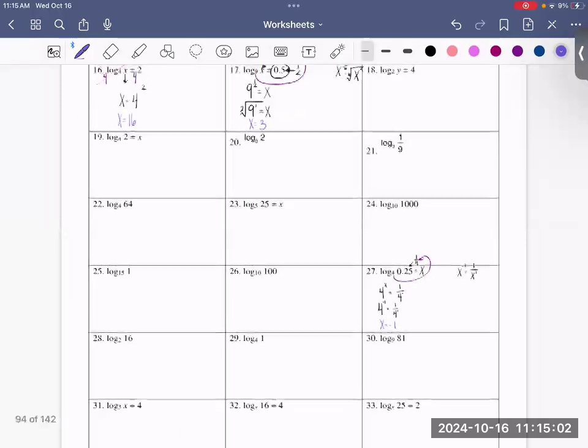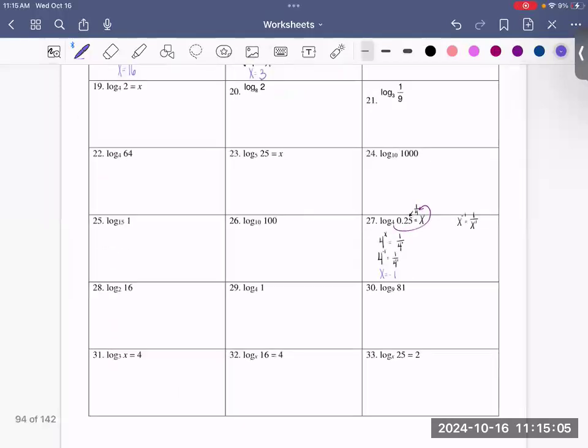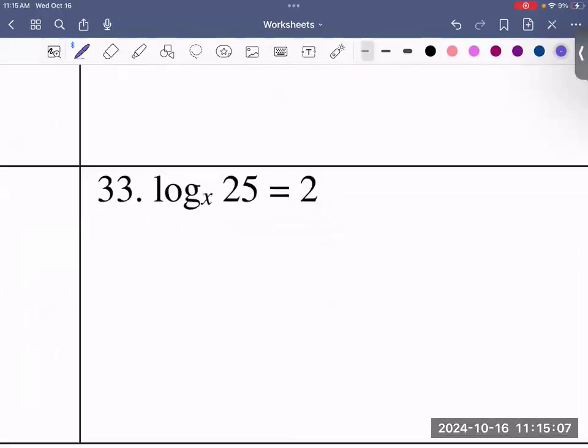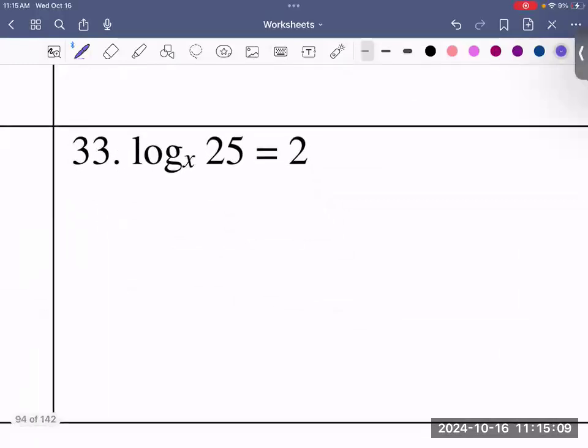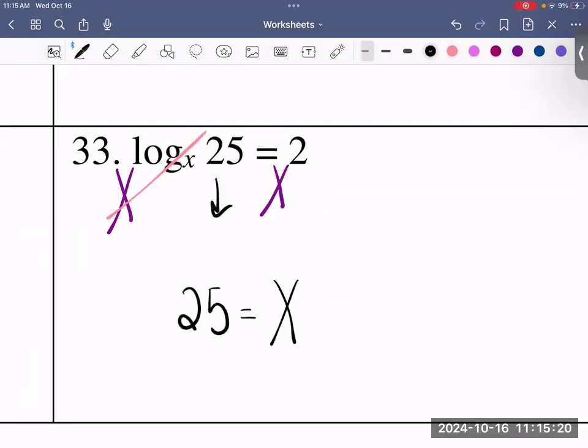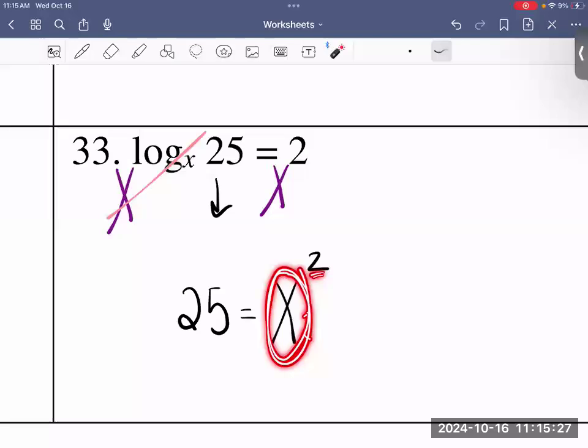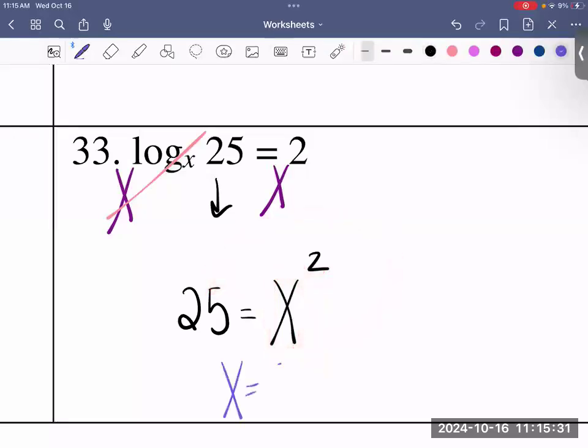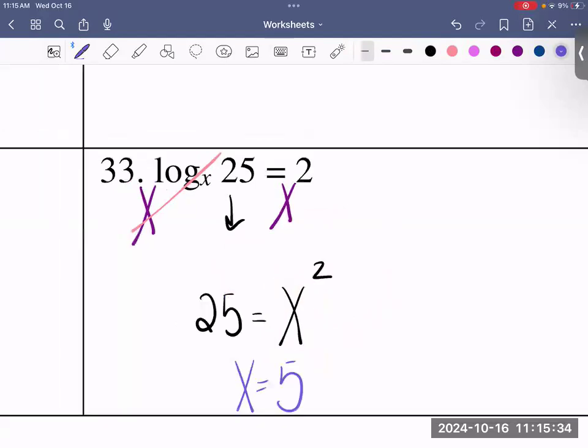I'll do just a handful more, maybe. I'm trying to find some unusual ones. Let's see, number 33. So we'll raise this to the base of x and that to the base of x. So that allows us to cancel. The 25 drops. So we have 25 is equal to x squared. So what does x have to be, right? What number squared, what number multiplied by itself 2 times gets you to 25? Well, x is equal to 5 in that case.